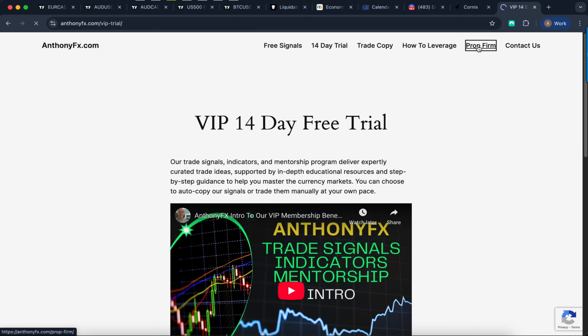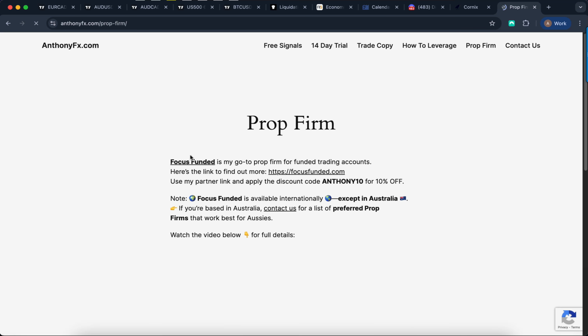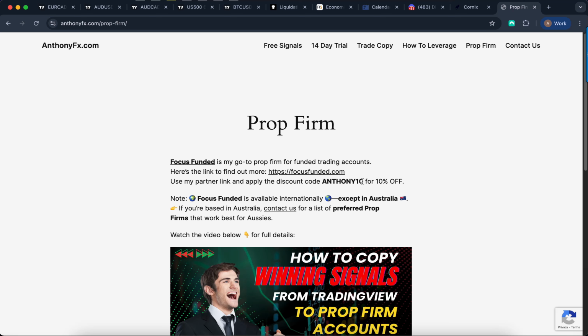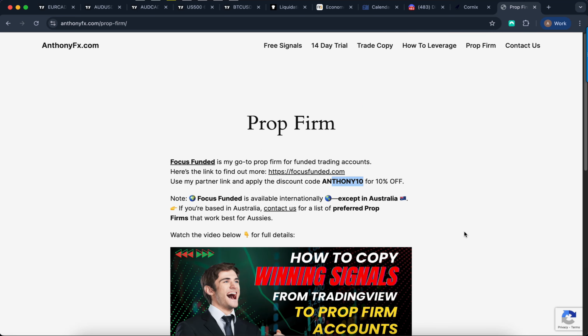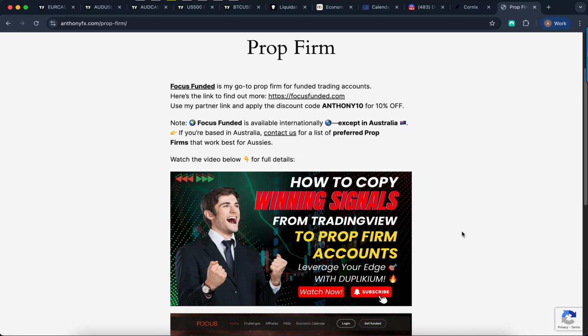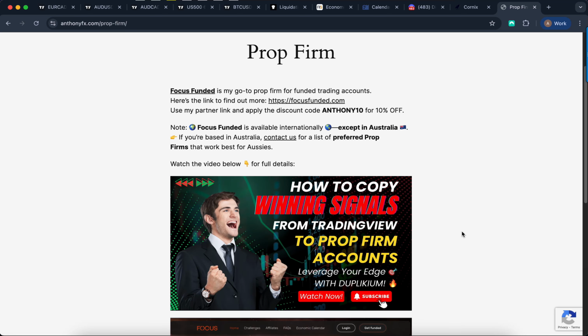Here's my preferred prop firm, international, Go Focus Funded. You get 10% off. For Aussies, because this is not suitable for Australians, just shoot me a DM and I'll send you my list of prop firms. They have to be compatible with Duplikium. The prop firm has to allow copying from a personal cTrader MT4 account over to the funded account or the challenge or whatever. It all has to be compatible. And I have the list of prop firms.